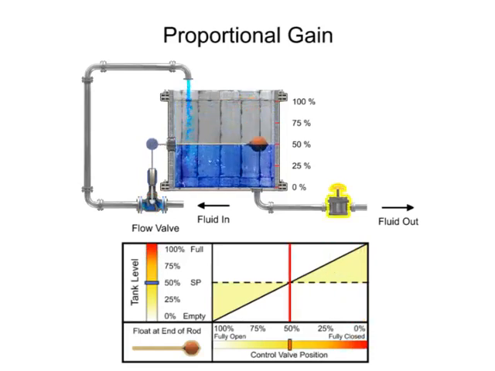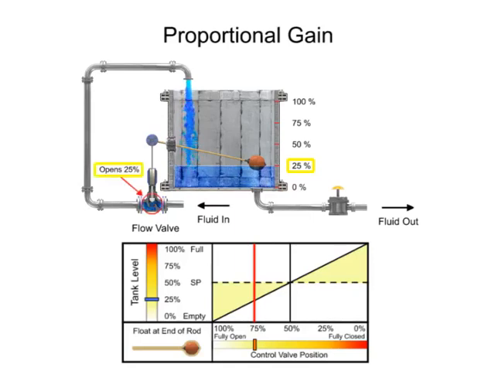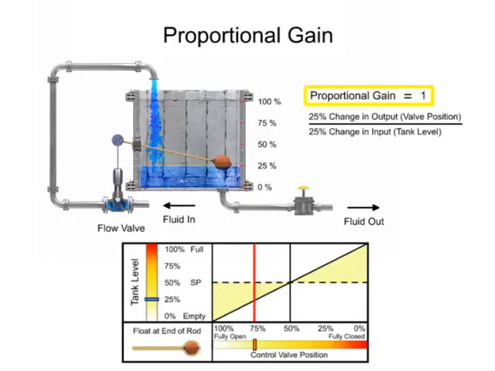Opening the drain valve increases the load demand, which causes the tank level to drop by 25%. The float drops and the valve opens 25%, which allows more fluid flow to enter the tank. A gain of 1 is demonstrated in this mechanism since the 25% change of input or tank level results in a 25% change of output or valve position.